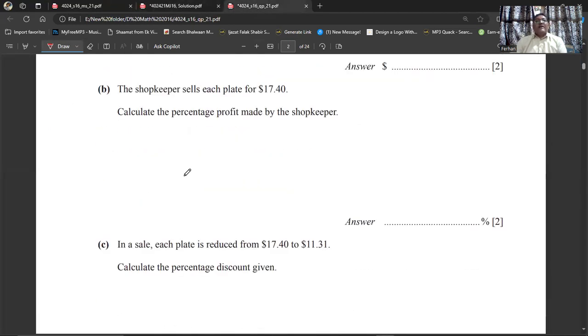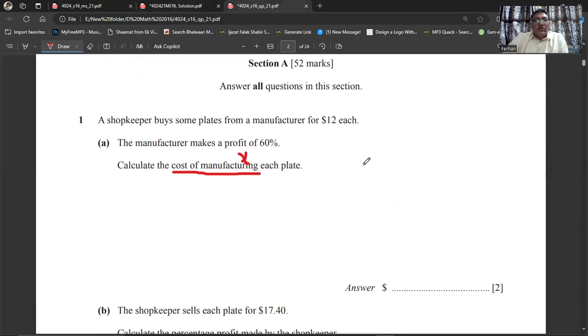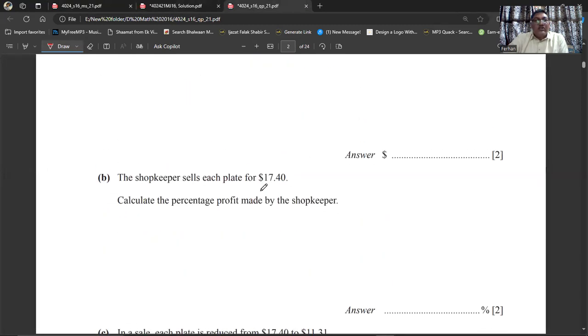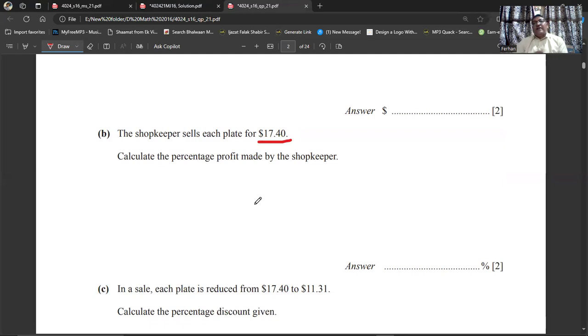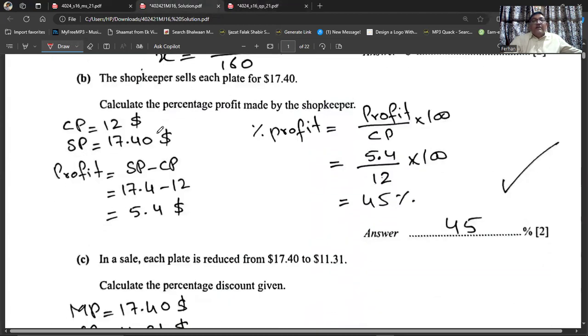Question number 1, B part. The shopkeeper sells each plate for $17.40. Calculate the percent profit made by the shopkeeper. The shopkeeper bought them at a rate of $12 each, and now he sold them at $17.40 each. So the profit is the sale price minus the cost, that is 17.40 minus 12. But we want the percent profit. Percent profit is the profit divided by the cost multiplied by 100.